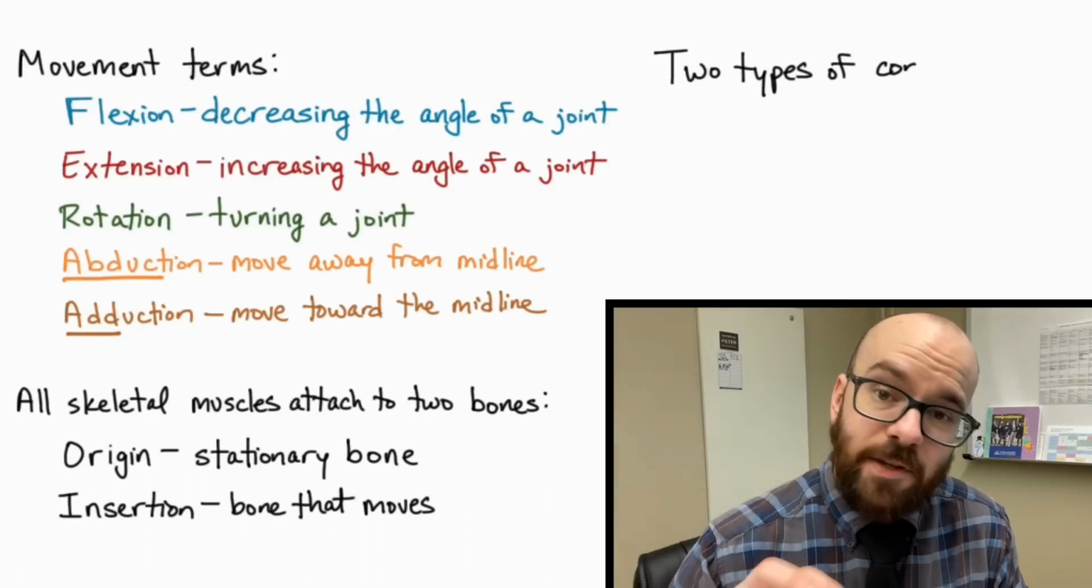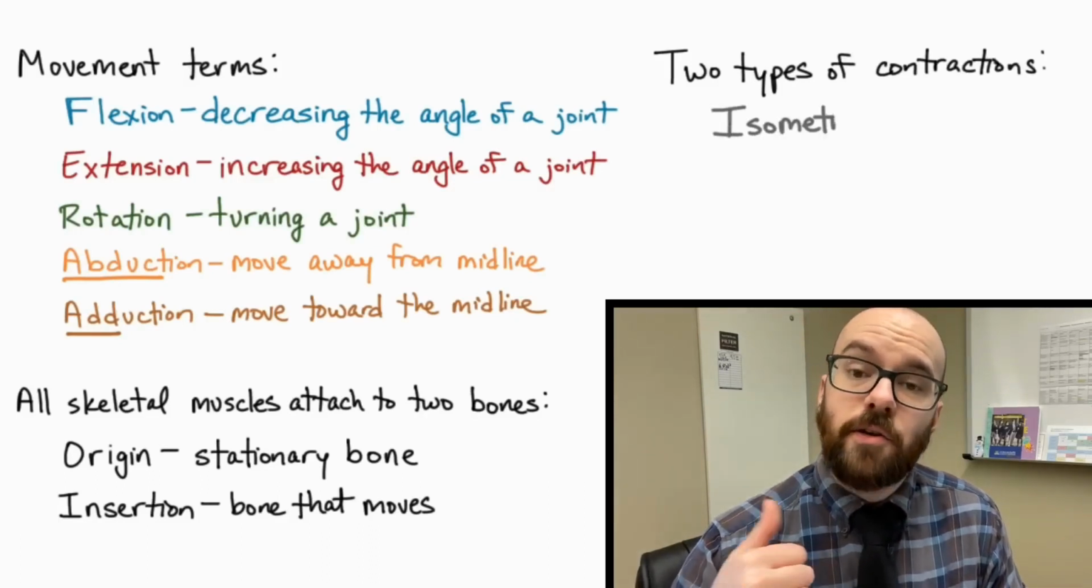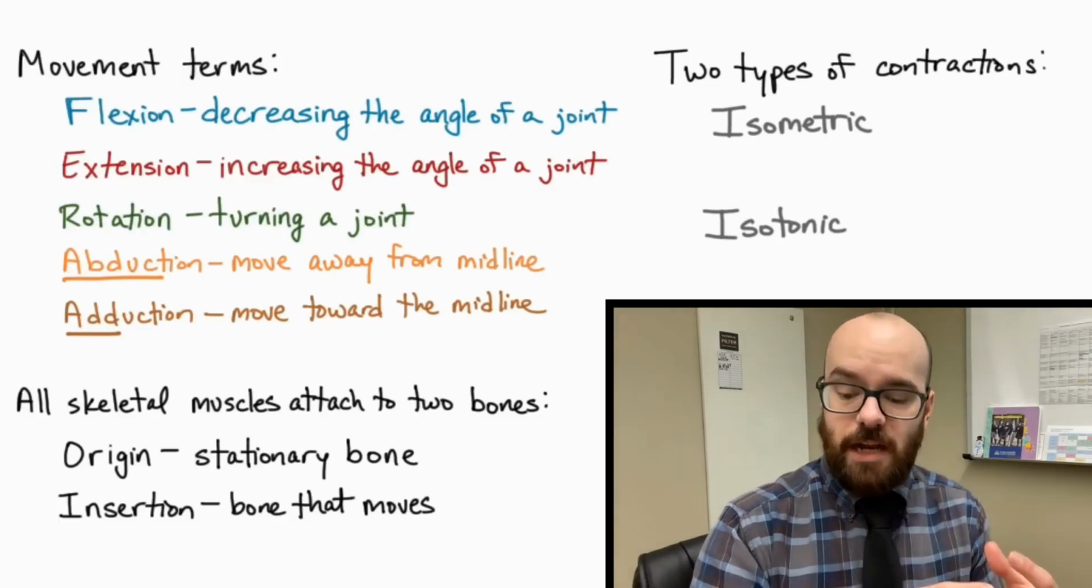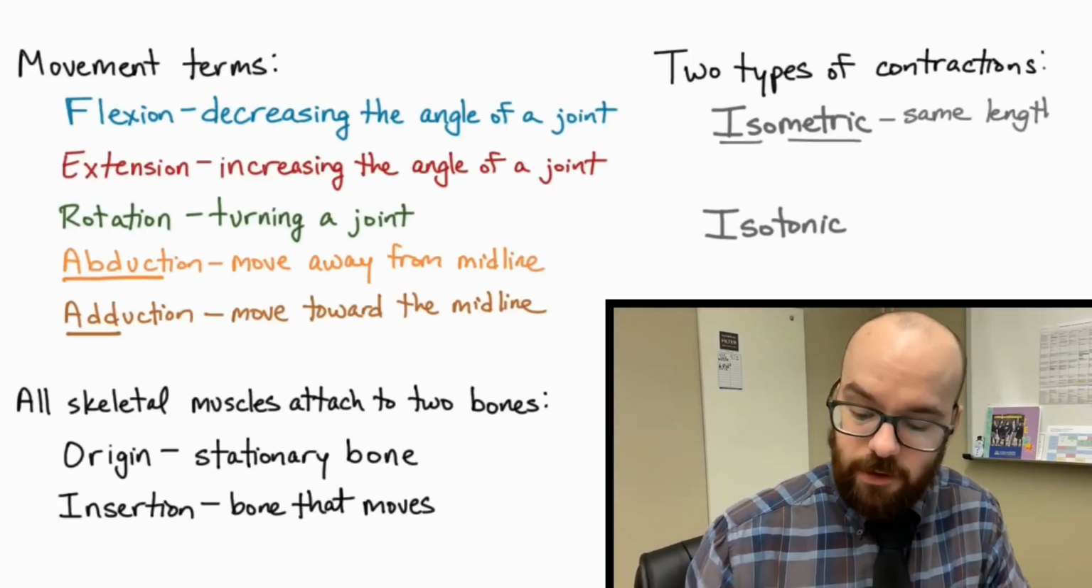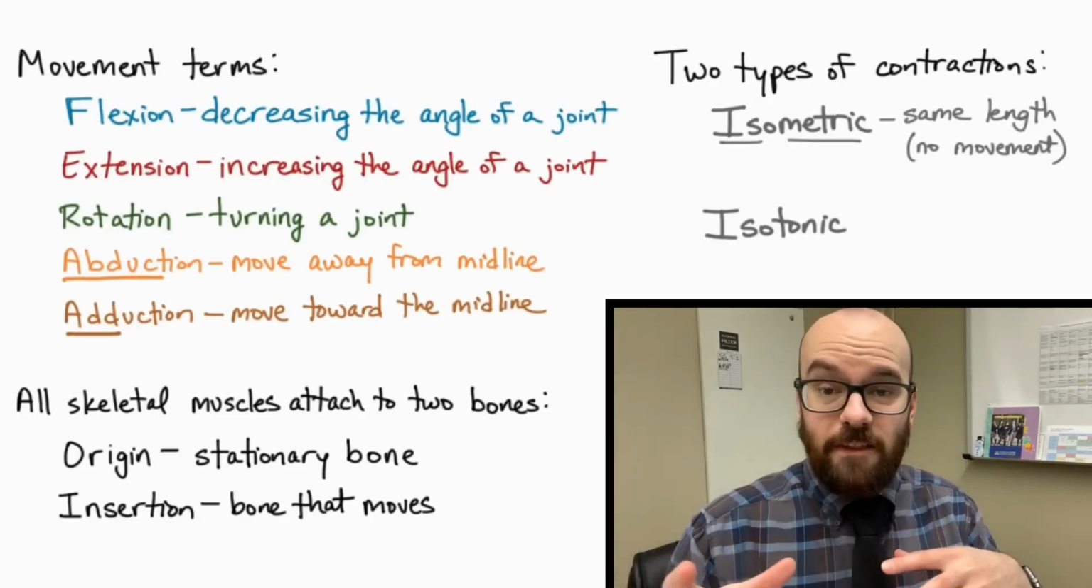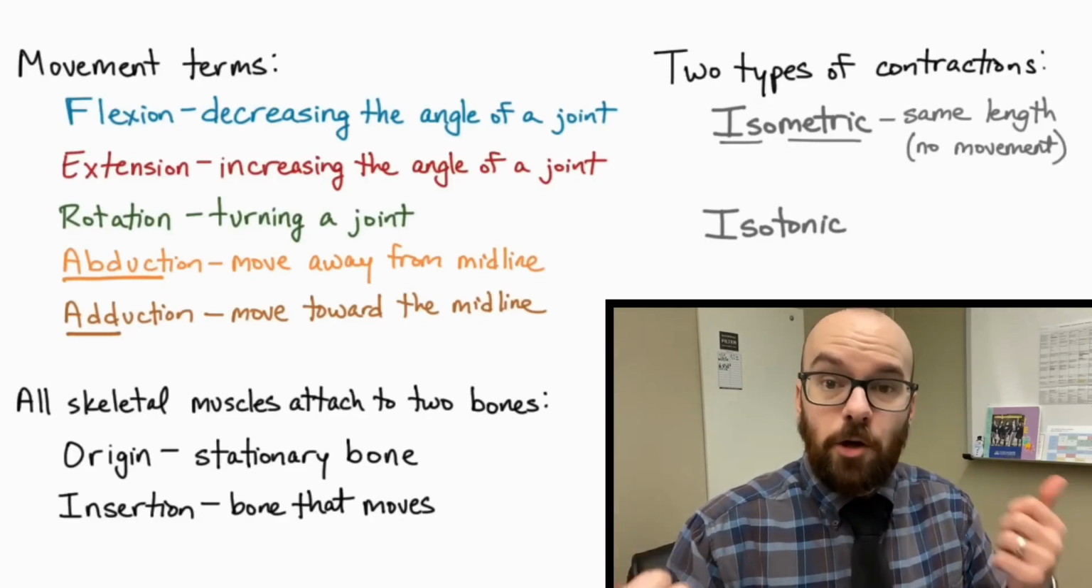Finally, there's two types of contractions that we're going to look at. Those are isometric and isotonic. That prefix iso just means same. So let's look at isometric first. Iso means same, metric means length. So isometric means same length, and this is whenever you're contracting a muscle but no movement happens.